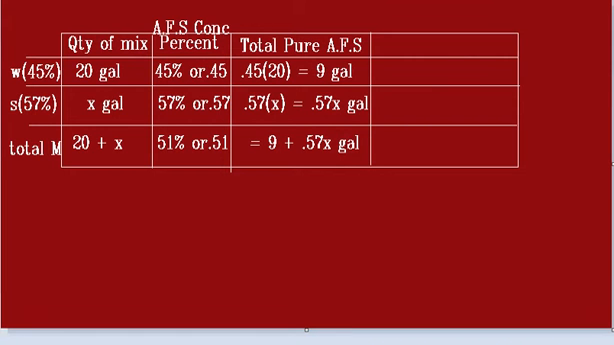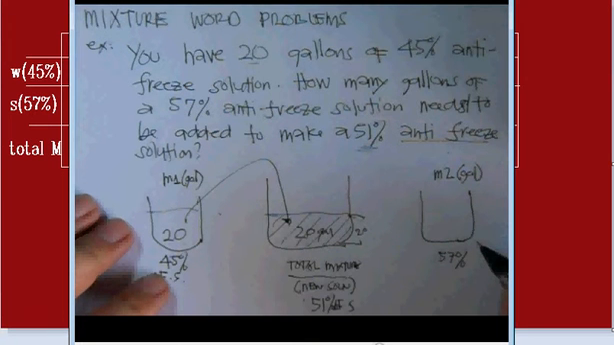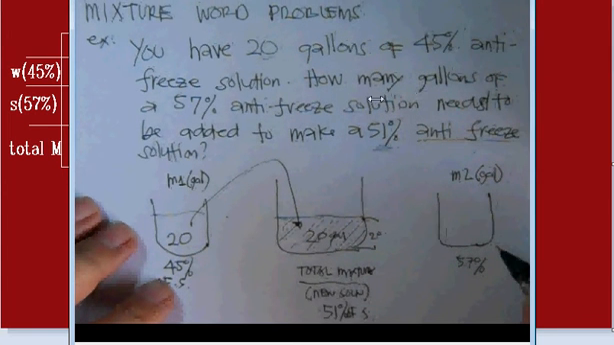All right, but let's go back from our previous discussion. We know that the problem we were left off with is the mixture word problem, which states that you have 20 gallons of 45% anti-freeze solution. How many gallons of a 57% anti-freeze solution must be added to make a 51% anti-freeze solution?